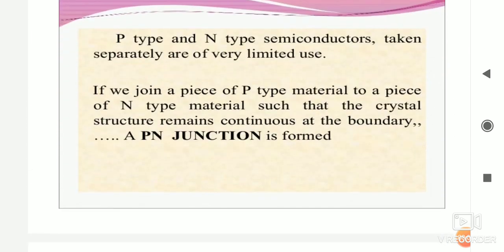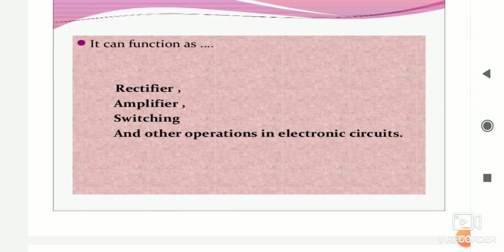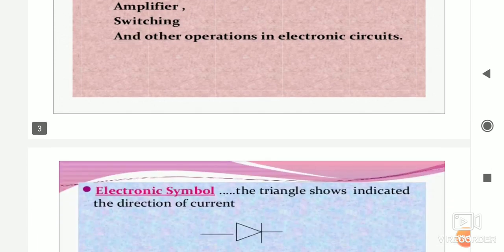A PN junction diode is nothing but a combination of p-type material and n-type material. If we talk about p-type material and n-type material separately, they have very few uses. But when we join a piece of p-type material and a piece of n-type material, a PN junction diode is formed, and it is used in many electronic circuits, such as rectifiers, amplifiers, switching, or in a half adder, full adder, logic gates, etc.